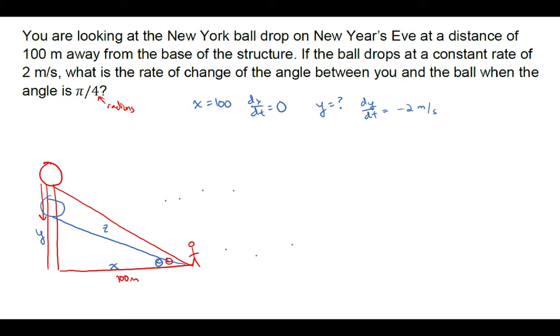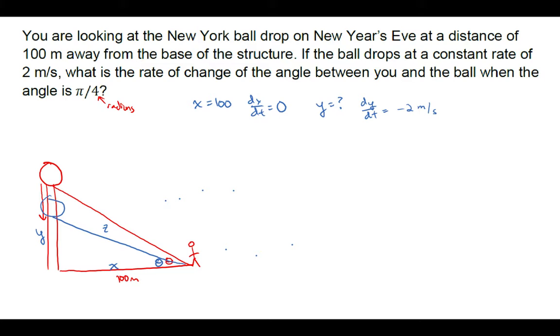If it asks us, you know, what's the rate of change of the distance between the person and the ball as the ball falls, then we'd be concerned about Z, but it's not. It's asking us about the angle. So we're given no information about Z. We're not going to worry about that.